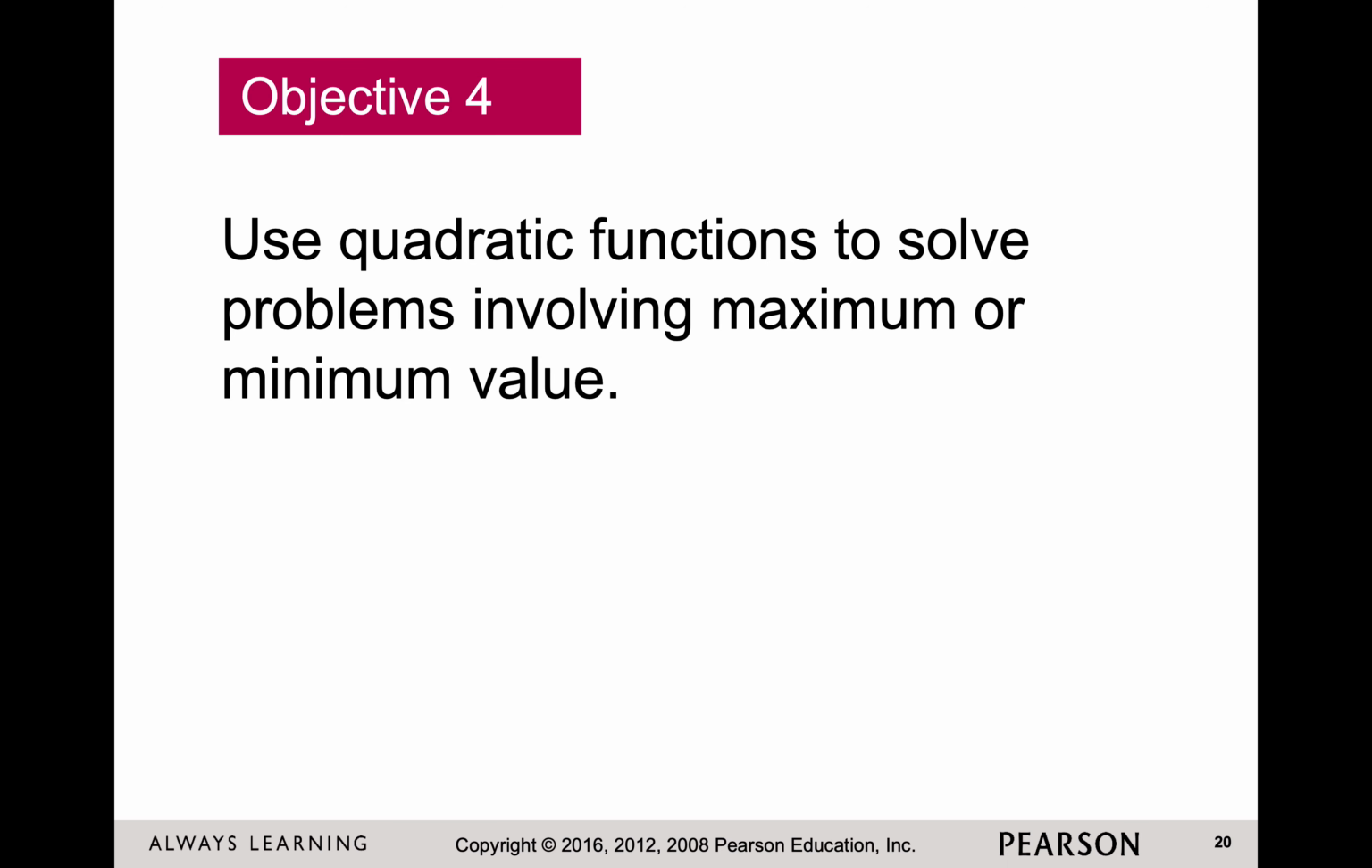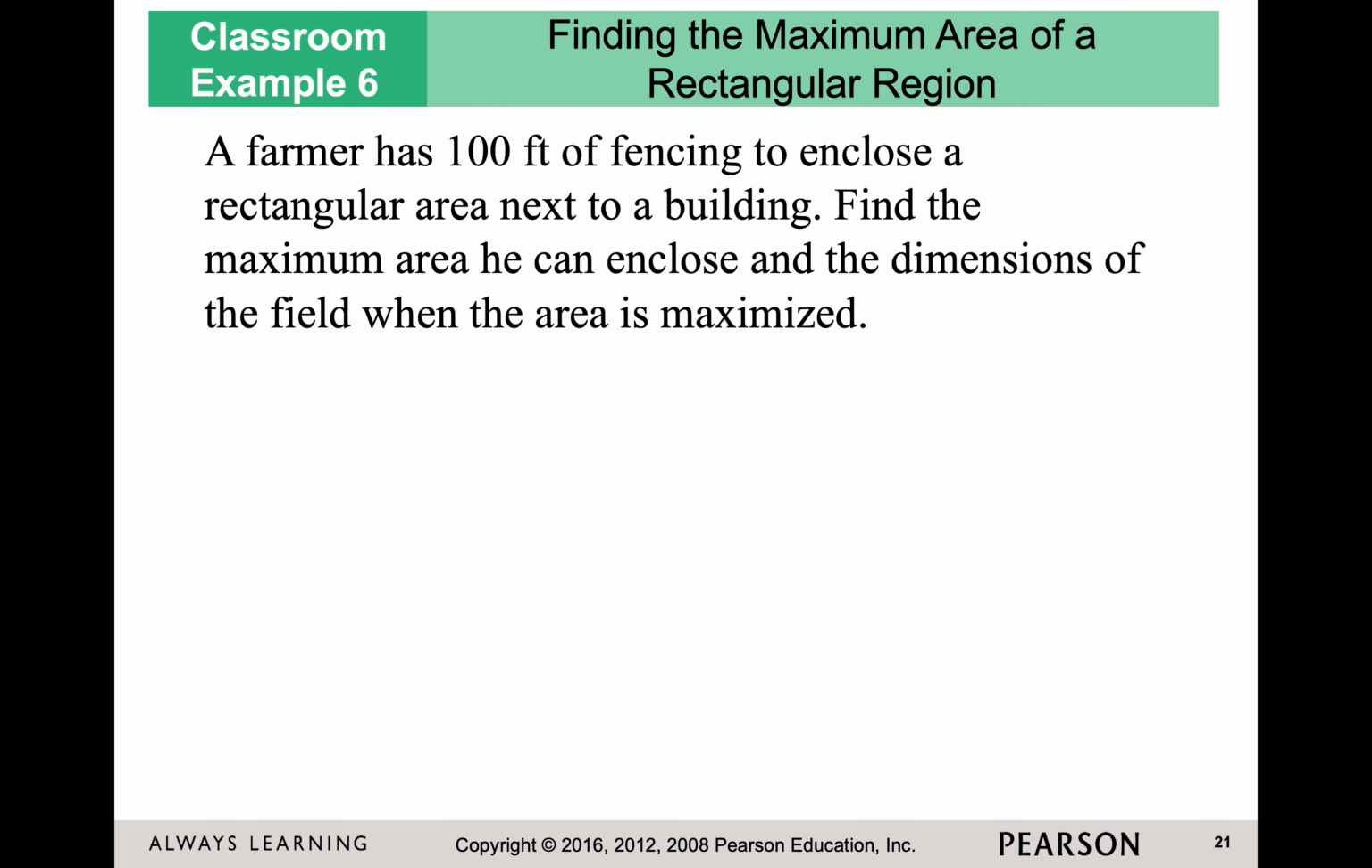So what we want to do now is talk about, okay, well, what's a maximum and a minimum? Well, when we look at a parabola, we have either a maximum or a minimum, depending on how the parabola opens, up or opening down. So if we have 100 feet of fencing to enclose a rectangular area in a building, length times width is the area of a rectangle, we want to find the maximum area he can enclose.